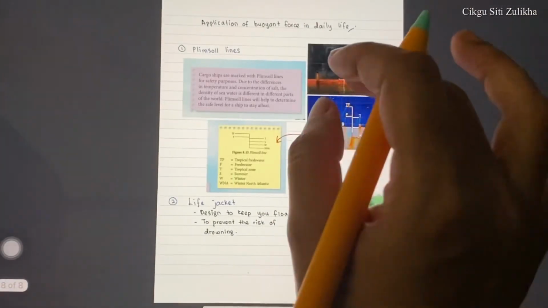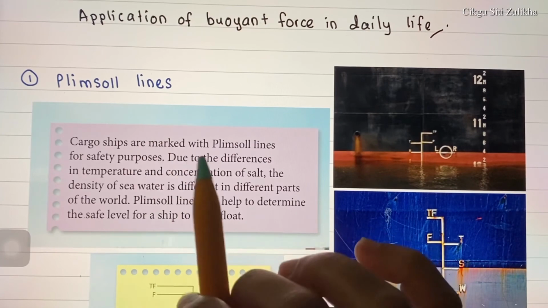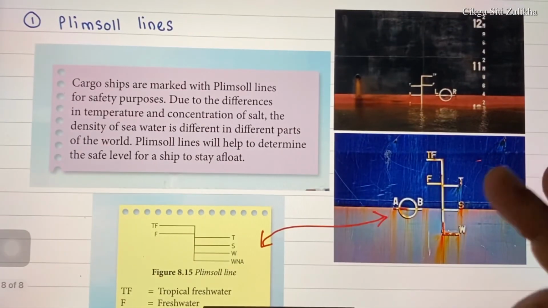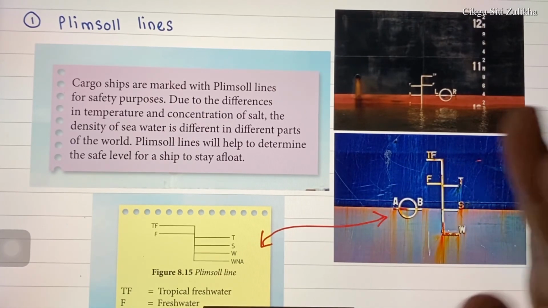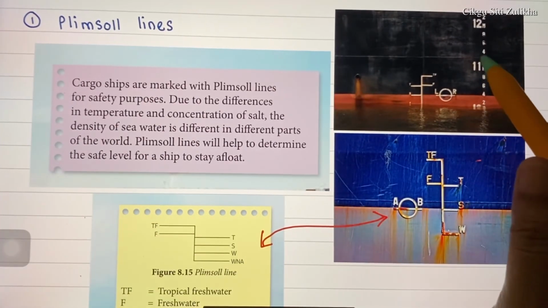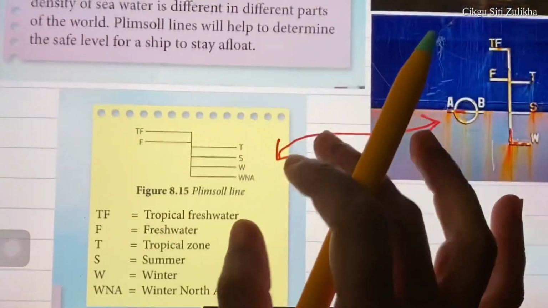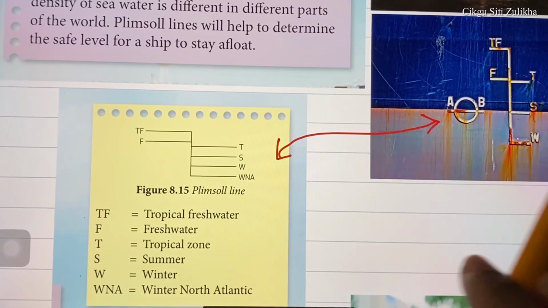Now, kita cuba tengok application of buoyant force in daily life. This one, plimsoll line, you dapat tengok dalam buku teks you. Apa dia plimsoll line ni? Senang cakap, plimsoll line ni dia ada pada at the side of the ship. Okay, dekat badan kapal tu, dekat tepi tu ada label ni tau. Label ni, okay, membawa maksud tropical freshwater, tropical zone, summer.